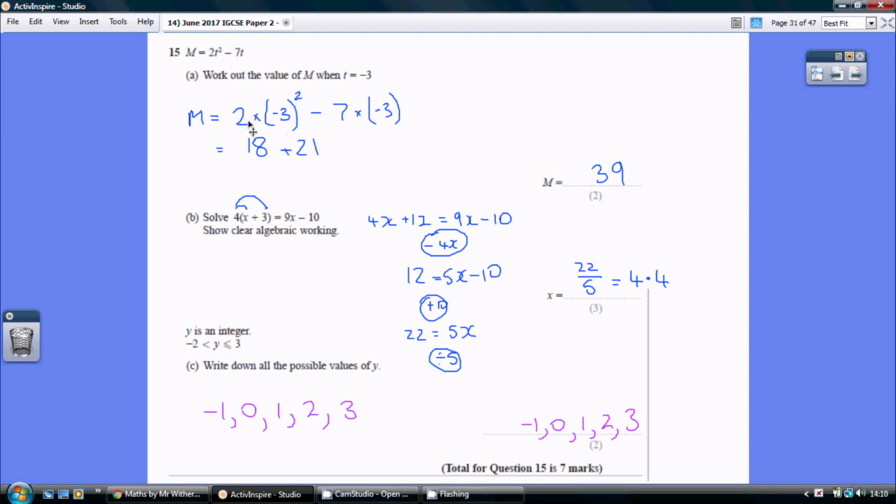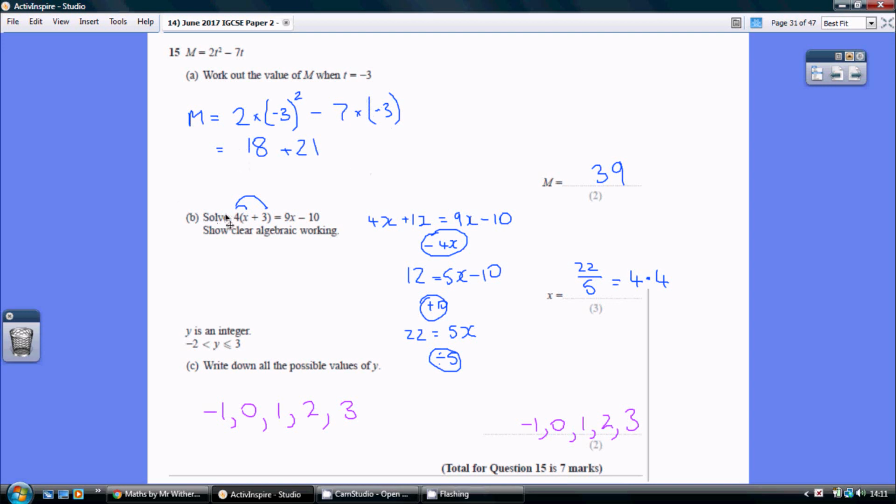So if you were to put into your calculator 2 open bracket -3 close bracket squared -7 open bracket -3 close bracket, it will give you the right answer of 39. I've just included these multiply signs here just to make it a bit easier to see, but you wouldn't actually need to put those multiplication signs into your calculator.